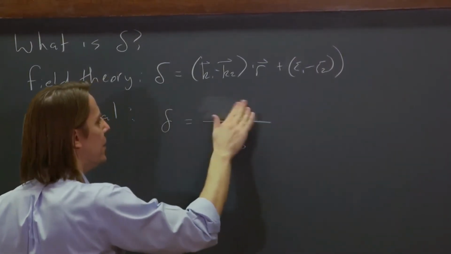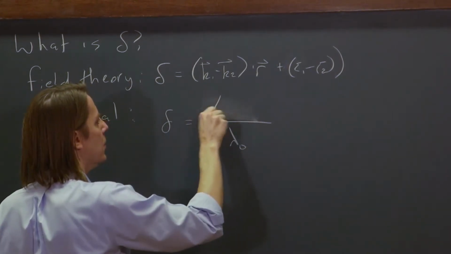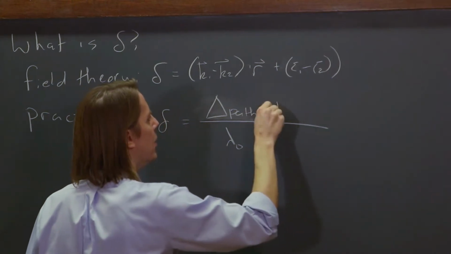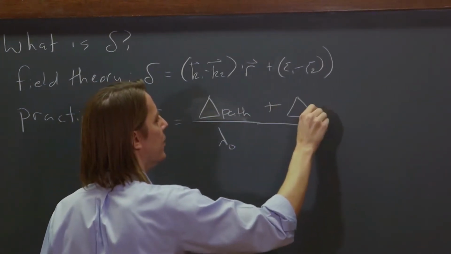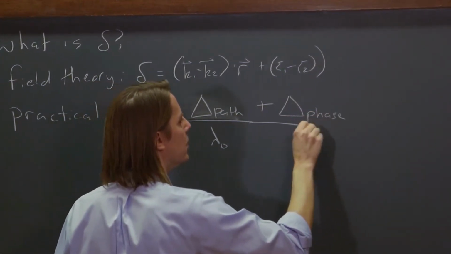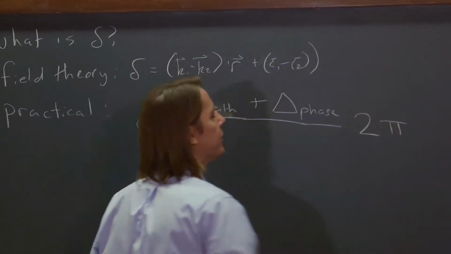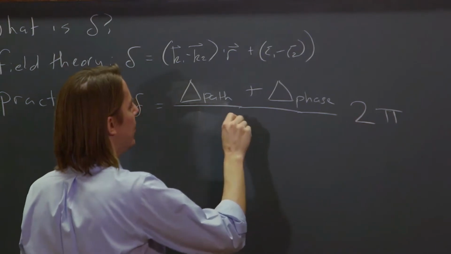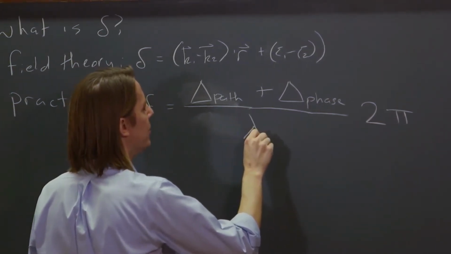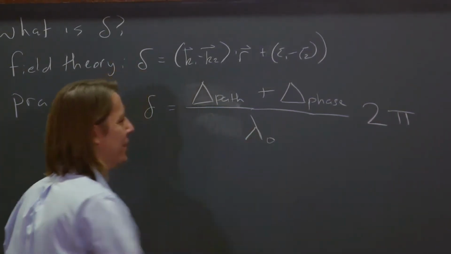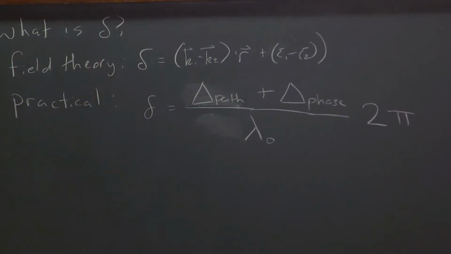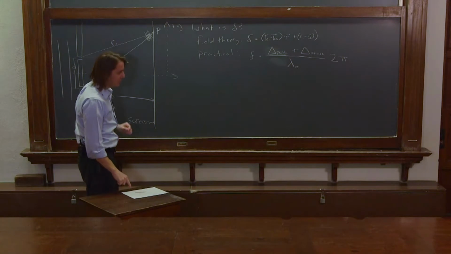Let me write that again, where you can read it. Delta path plus delta phase, times 2 pi. So the sum of delta path and delta phase, times 2 pi over the vacuum wavelength. This is actually equivalent to this. It's just different notation. So let's look at what these two new terms are.